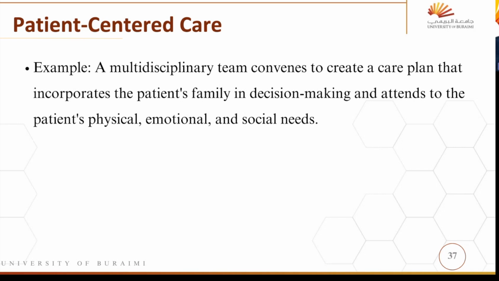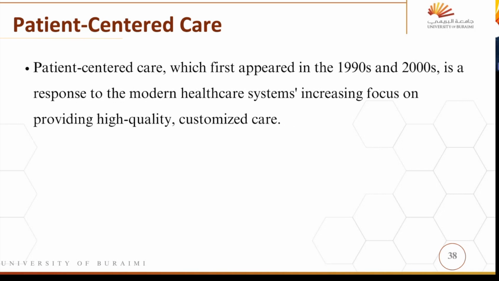An example is a multidisciplinary team that convenes to create a care plan that incorporates the patient's family in decision making and attends to the patient's physical, emotional, and social needs. Patient-centered care, which first appeared in the 1990s and the beginning of the 2000s, is a response to the modern healthcare system, increasing the focus on providing high-quality, customized, and in some references, what they call individualized care. So we come here to know exactly what this patient is looking for, and what we should do to satisfy that care.